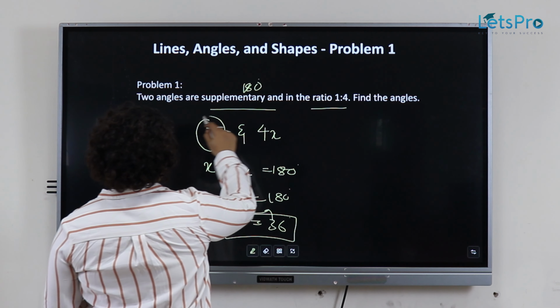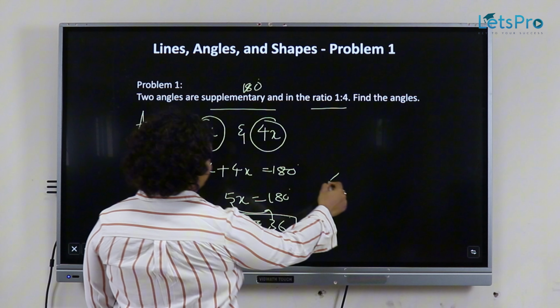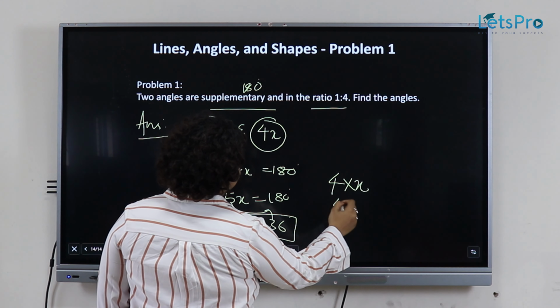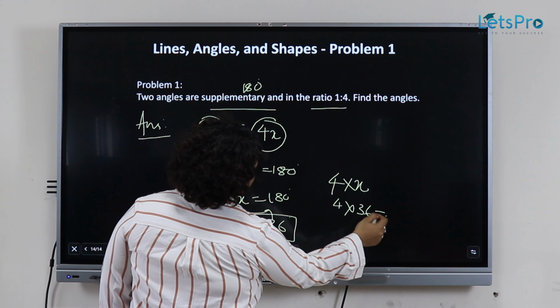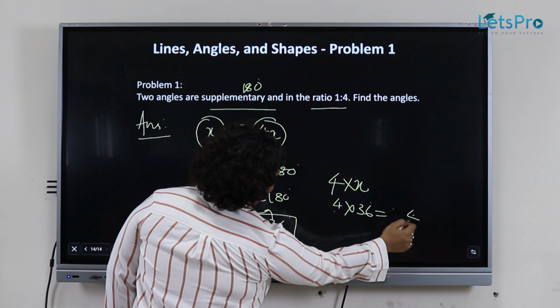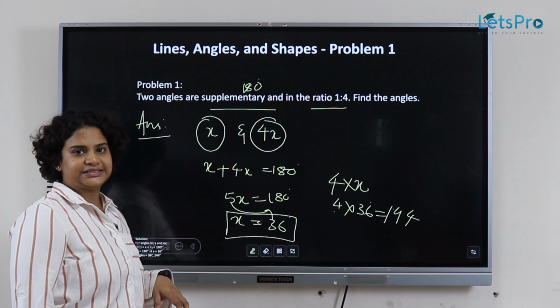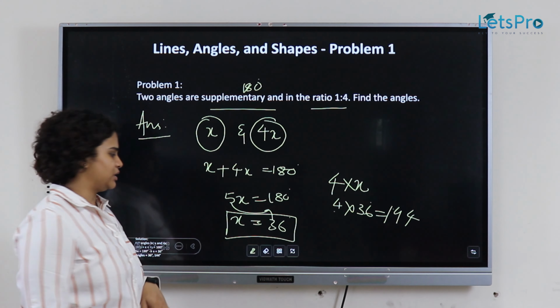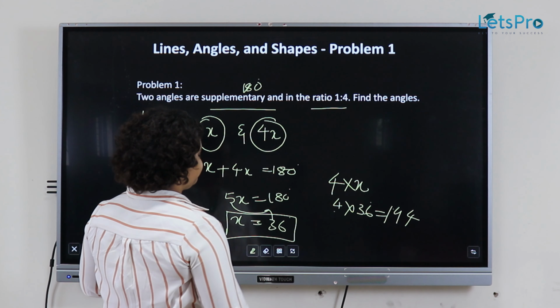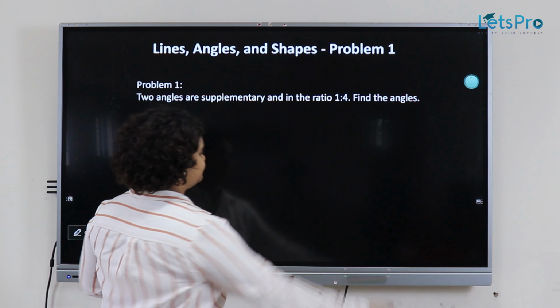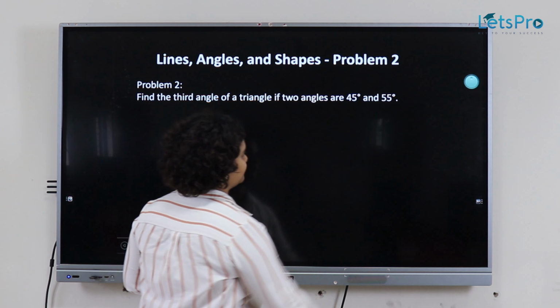So we have found one angle; now we have to find the other one. That means 4 into x, which is 4 into 36, which is 144. So the first angle is 36, the second angle is 144. I hope so much is understood. This is a very simple problem. Let's go to the next problem.